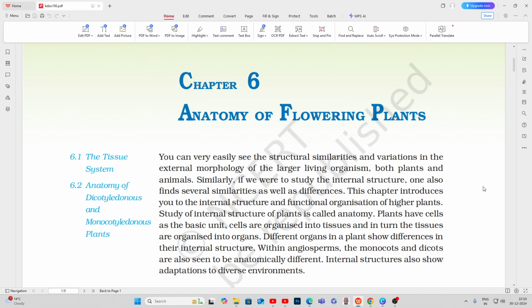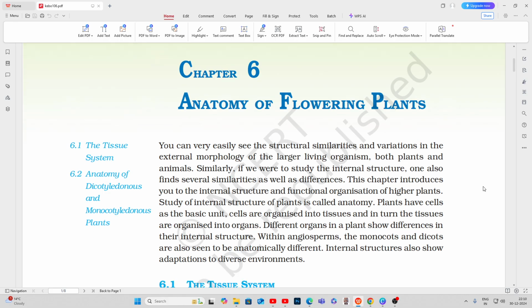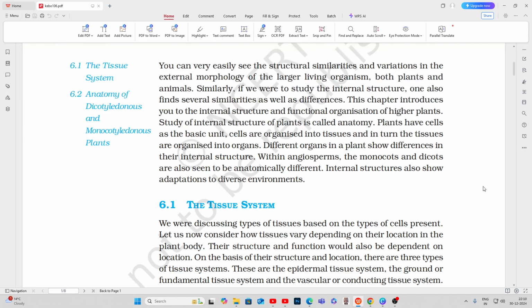Chapter 6. Anatomy of Flowering Plants. 6.1 The Tissue System. 6.2 Anatomy of dicotyledonous and monocotyledonous plants. You can very easily see the structural similarities and variations in the external morphology of the larger living organisms, both plants and animals. Similarly, if we were to study the internal structure, one also finds several similarities as well as differences. This chapter introduces you to the internal structure and functional organization of higher plants.